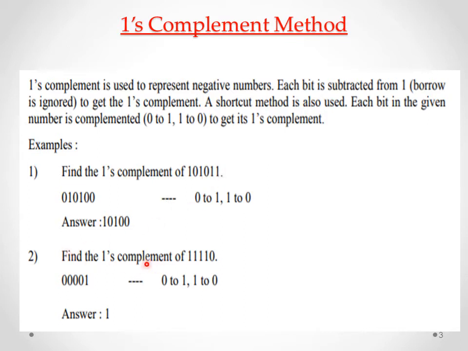Now the next example is find the ones complement of 1, 1, 1, 1, 0. So now I am going to change 0 to 1 and 1 to 0. So the answer is 0, 0, 0, 0, 1.